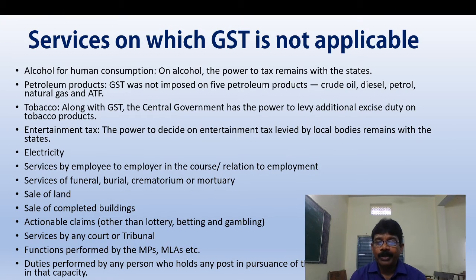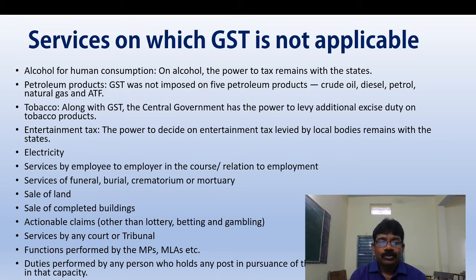Then coming to tobacco products, the central government has the power to levy excise duty on them. Sometimes the tax rate on some of these items is 70%. If they were brought under GST, the highest rate in GST is 28%, so the prices of the products would reduce and consumption may increase. Due to that, the central government kept tobacco products out of GST.